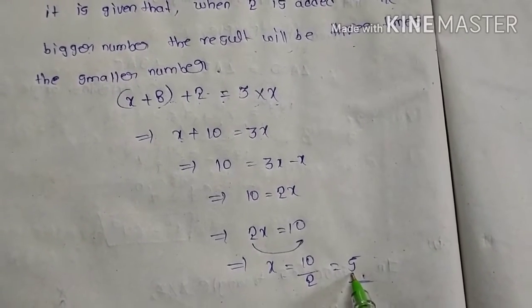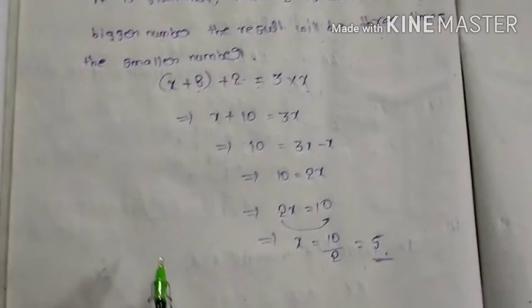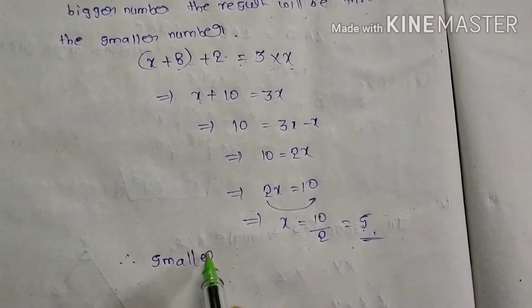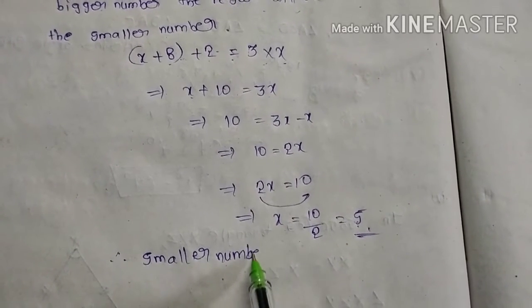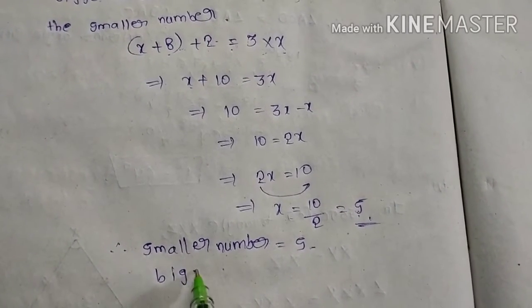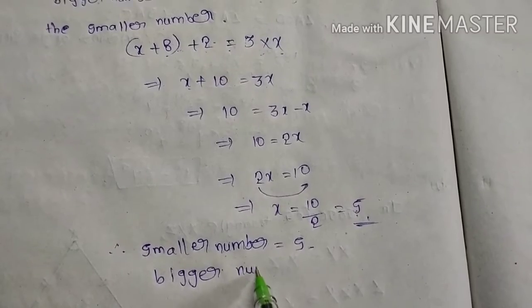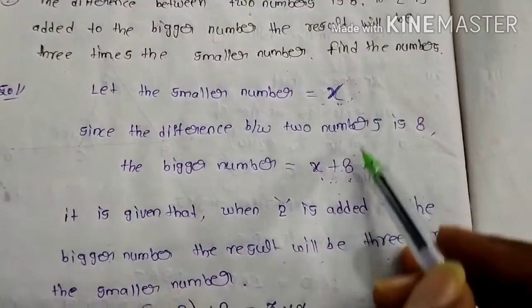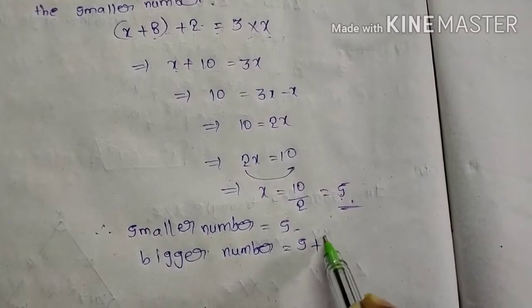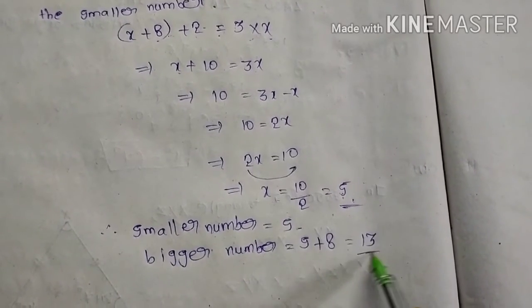That means it is the smallest number, the smaller number. That means you can write here: therefore, smaller number is equal to 5. Bigger number will be, once you can tell me, bigger number is equal to, is it x or x plus 8? Smallest number x, bigger number x plus 8. That means can I write here 5 plus 8 or not? Yes, 5 plus 8 is equal to how much? 13.